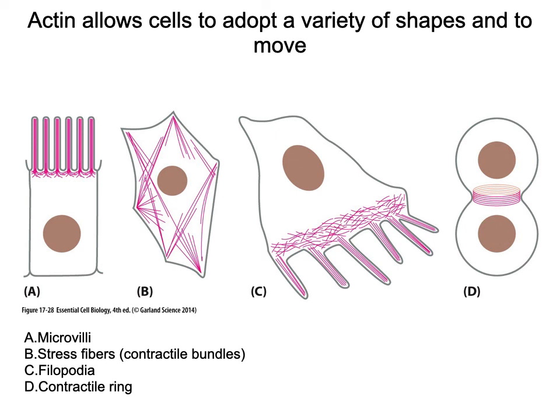And then when we're looking at cell division, that contractile ring that forms where we get the pinching off of the cytoplasm and the plasma membrane to create those two daughter cells, actin filaments are making that up.